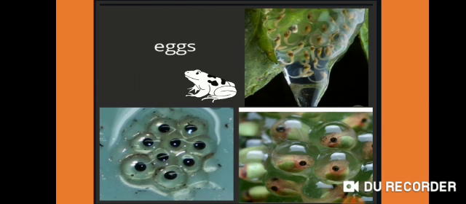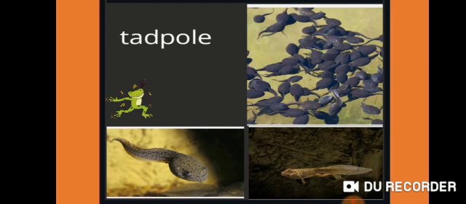Now when the egg hatches, it brings forth a tadpole. And the tadpole is the second stage of the life cycle of a frog. A tadpole lives inside the water, not on land. A tadpole is also called a baby frog, and they live inside the water.